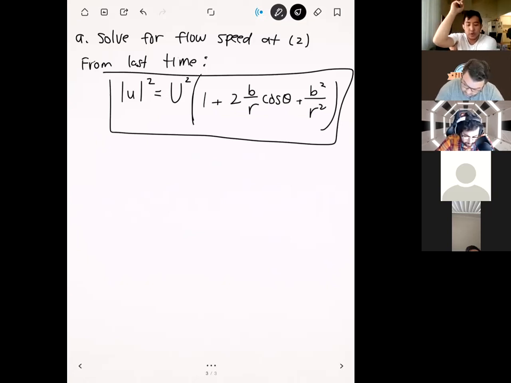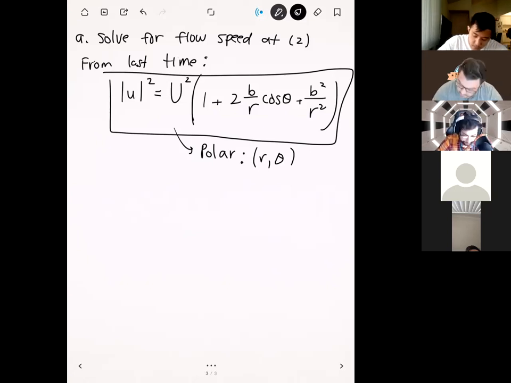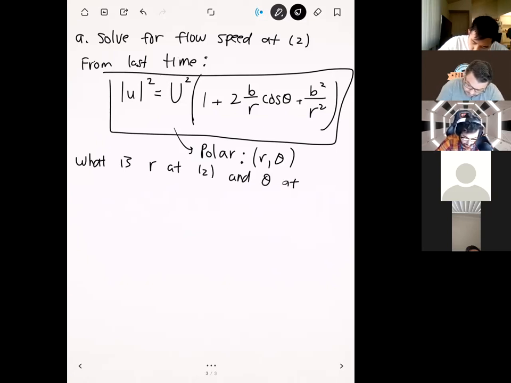Right. And so notice that this is in polar coordinates, right? So it's a function of R and theta. Right. And so in order to compute the speed, we have to compute what is the R at location 2 and what is the theta. Okay. So once we have those, we can just simply plug those into the formulas here.